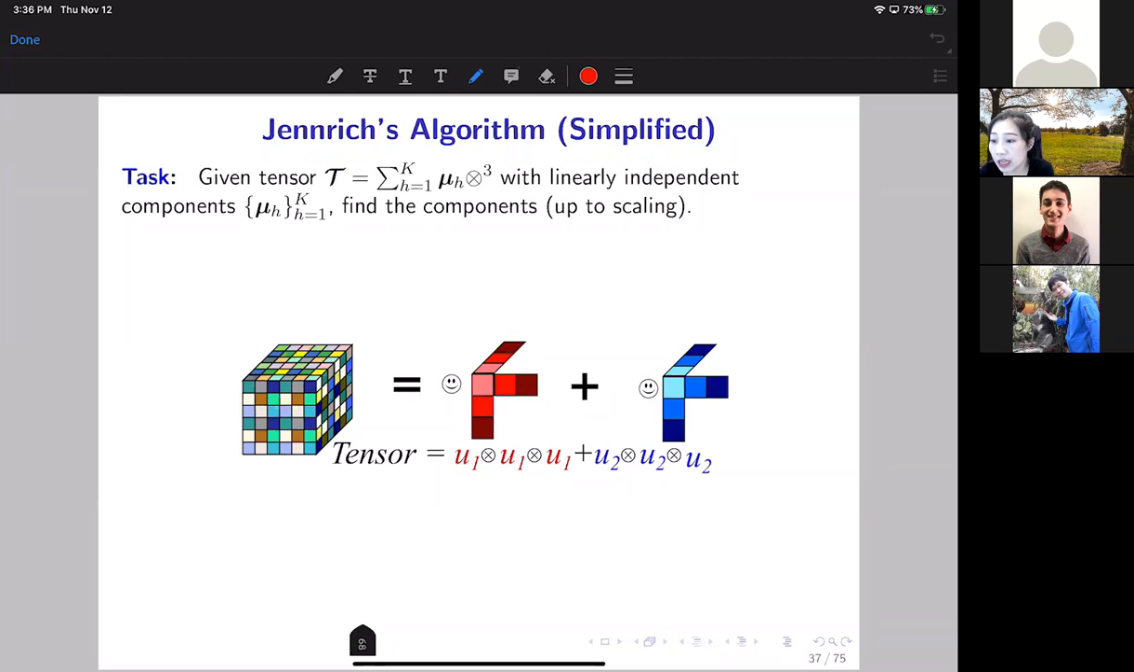So h is the index of the component. We would have k such components. So notice the terminology I'm using here. I'm using component to denote this mu sub h here, okay? So h is the index for this component. So given these components with linear independent components, find the components, of course, up to scaling. Okay, so this is the Jennrich algorithm.